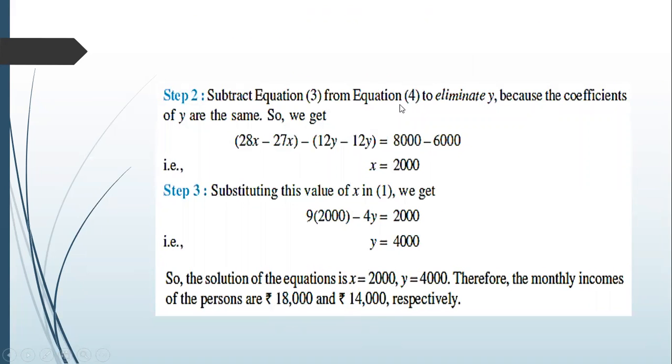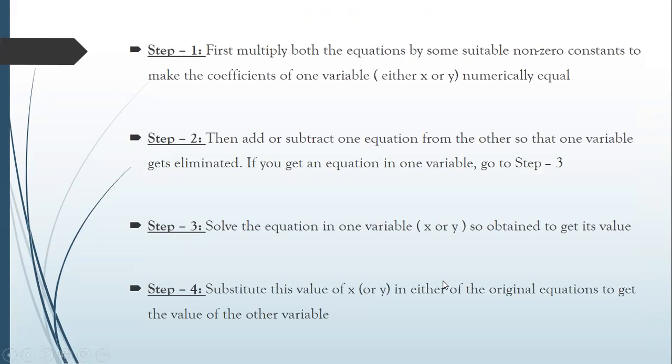So when we subtract the equations, we can eliminate one variable over here, that is, y will get cancelled. So we'll get the value of x. We can substitute the value of x in any one equation. Usually we choose equation 1. Then we will get y as 4000. So we got the answer, x and y.